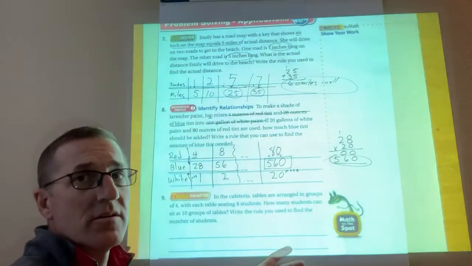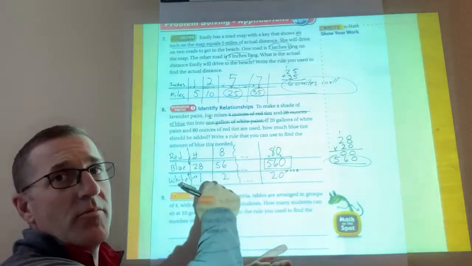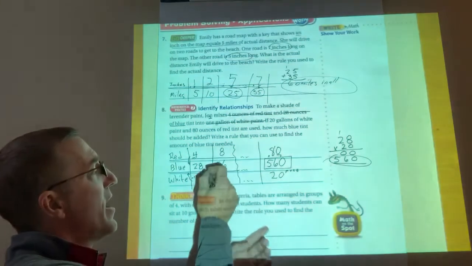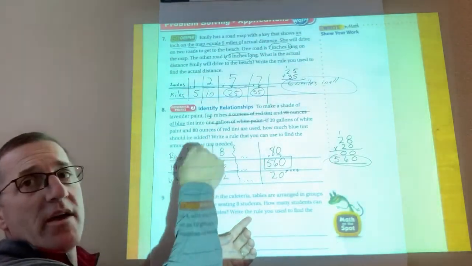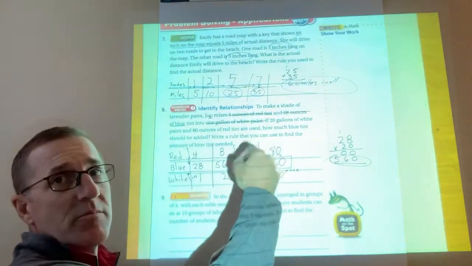All right? So, set up a table, put things in an order where you can look at it. Remember, where did I look to find my rule? Way over here on this end. I don't want them to go mess with the big numbers.